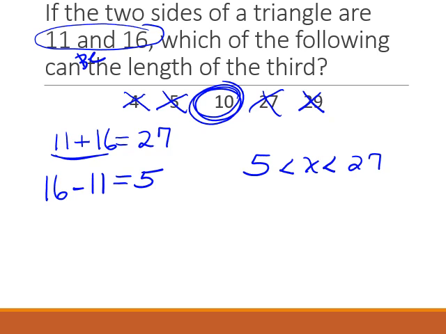So does that make sense? If these are my two smallest sides, when I add them together they have to be greater than 27. If they're my two largest sides, then I'm going to subtract them, because 11 and 5 is 16, and the sum of those has to be greater than 16. So anything between 5 and 27 would work for the length of the third side.